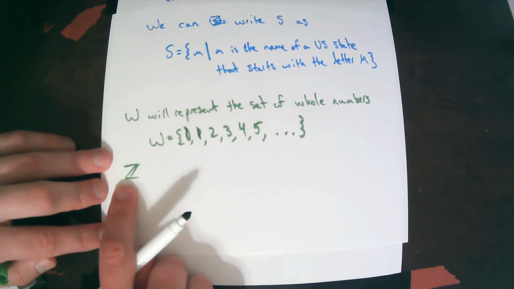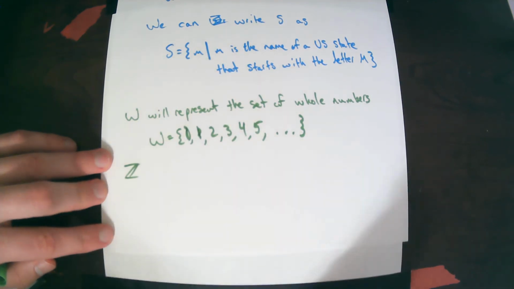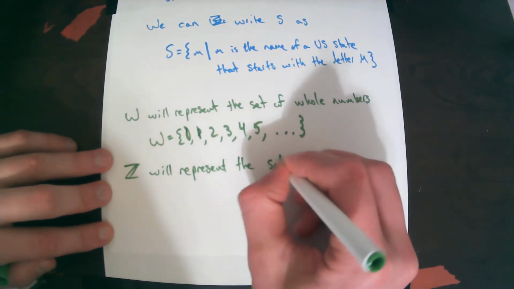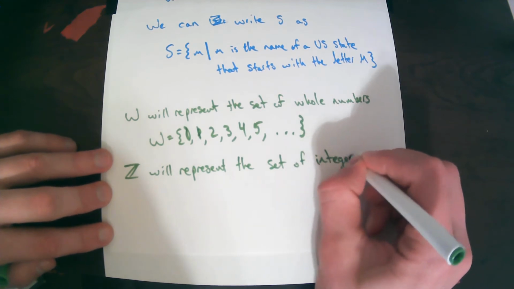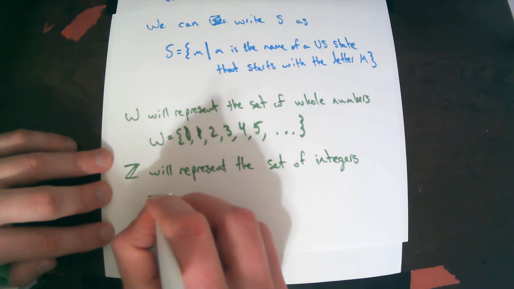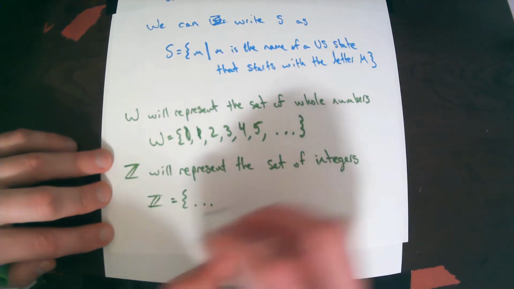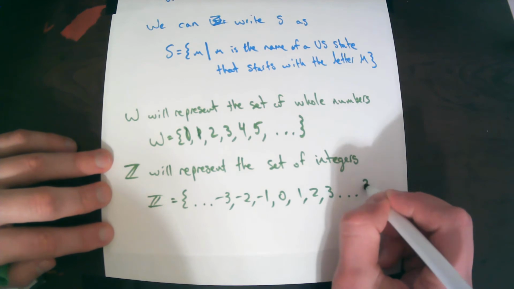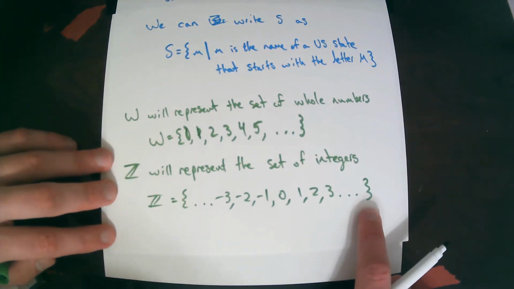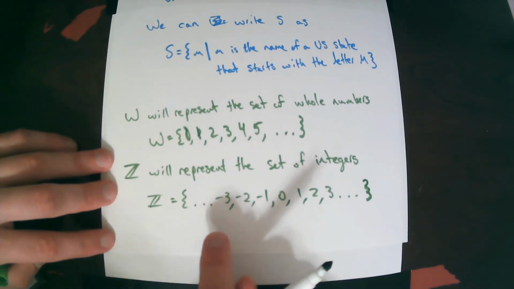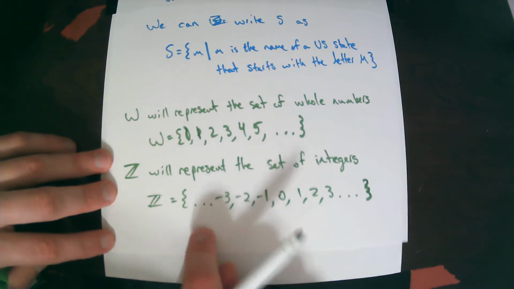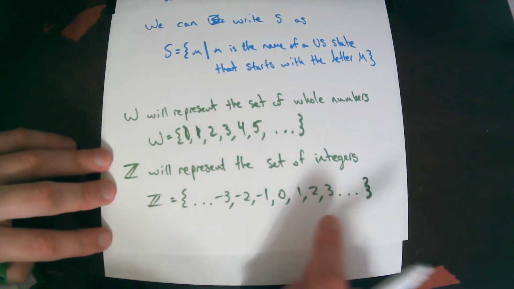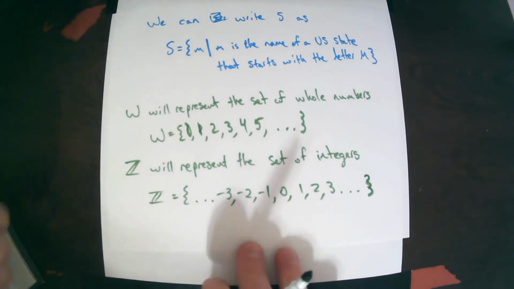Capital boldface Z, and I'm doing bold just by making 2 lines here, will represent the set of integers. Why is it a Z? I've got no idea. I don't know why we picked Z. Z is an infinite set in both directions because it includes the negative whole numbers as well. Now that's a curly bracket, that kind of looks like a 3, that's supposed to be a curly bracket. There we go. So all the negative whole numbers, negative 1,000,000, negative 4, negative 45, all the way down to 0, and then all the whole numbers. So the whole numbers are inside of the integers, right there.